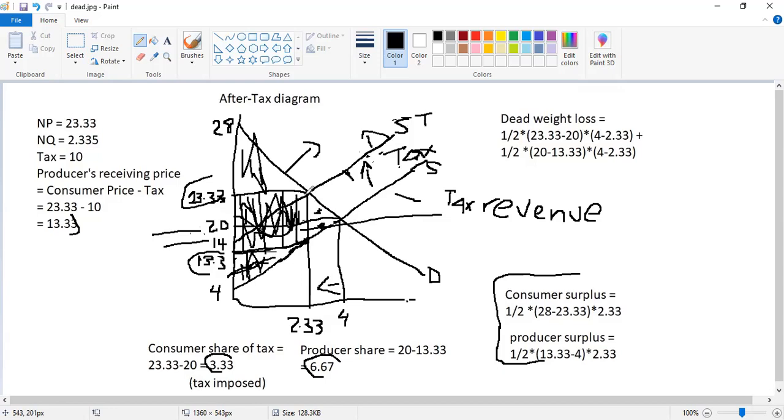So we can find the deadweight loss. This part. So now we know that this portion is 13.33, right? And then the new equilibrium quantity is 2.33. So we can use half times the base. The base becomes the quantity side, this part: 4 minus 2.33, times the height, which becomes 23.33 minus 13.33. Someone too can find this part first and this part first and add them. Okay, so that's basically for the deadweight loss.